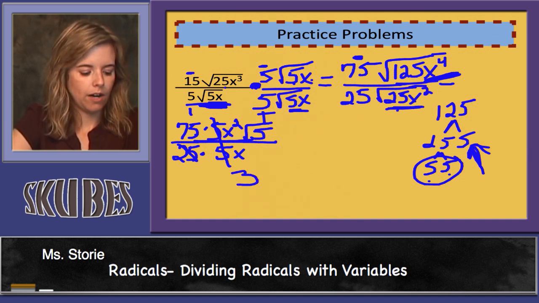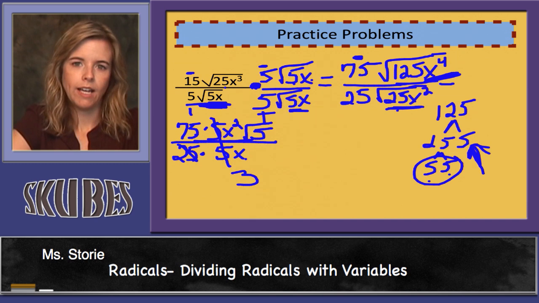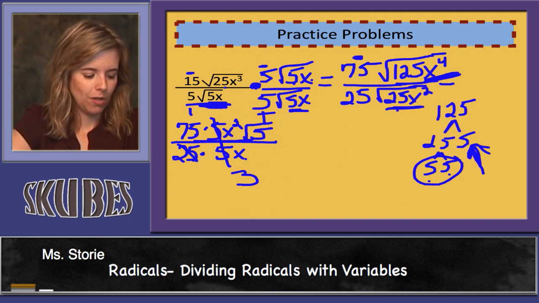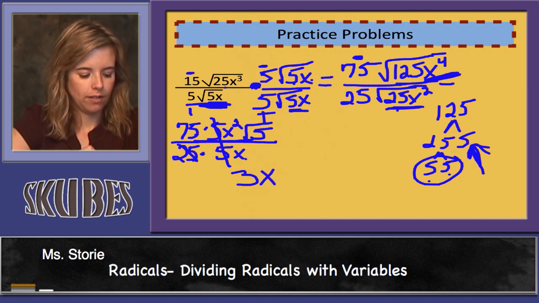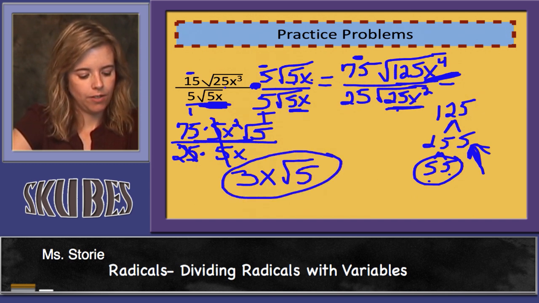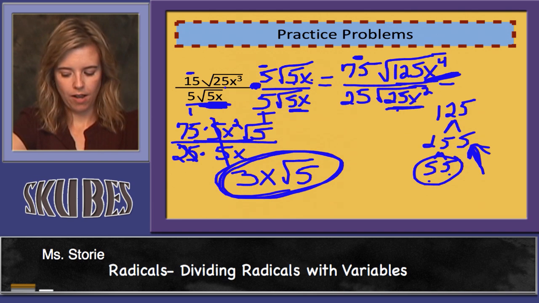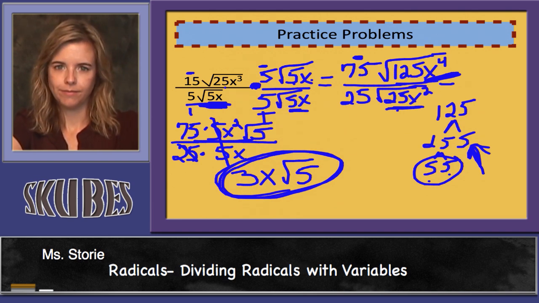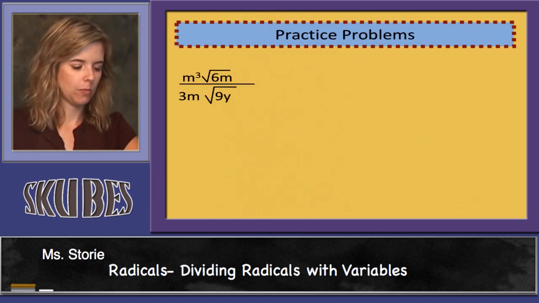Now you've got an x squared and an x. If you're dividing exponents, you subtract them. So 2 minus 1 is 1. And then you have radical 5. So this right here should be your final answer for that problem: 3x radical 5. Okay, so let's do our very last problem.